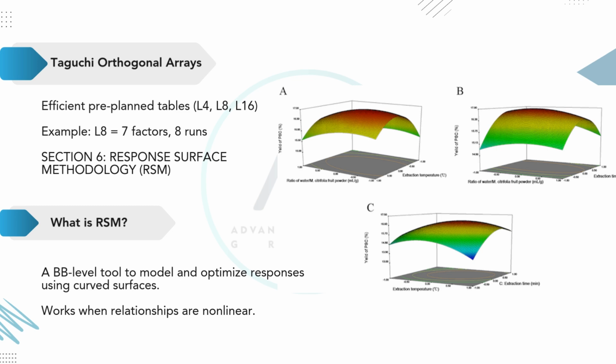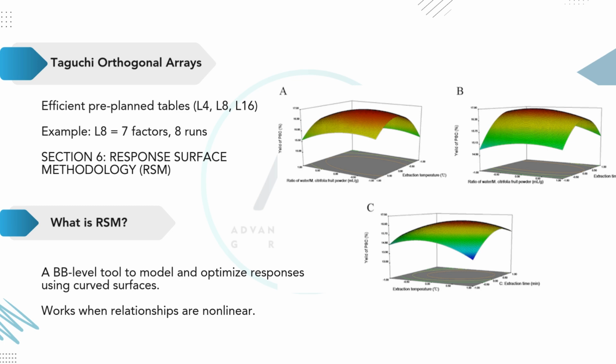This is especially useful at the black belt (BB) level, where we're dealing with complex process behaviors. As shown in the 3D plots on the right, these curved surfaces represent how different input factors interact to influence the response. For example, in Graph A, we can see how the ratio of water to fruit powder and the extraction temperature affect the yield.